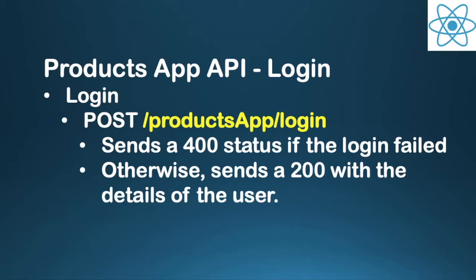The next thing that we will cover in this video is login and logout. The products app has an API for login. There is a post /productsApp/login, and it sets a 400 status if the login failed. Otherwise, it sends a 200 with the details of the user.